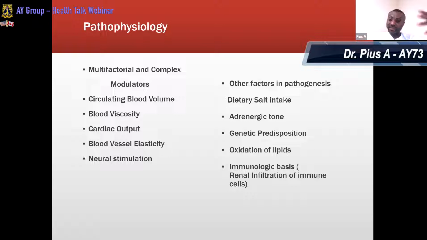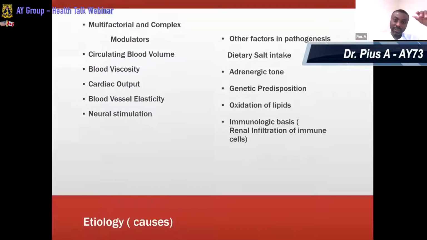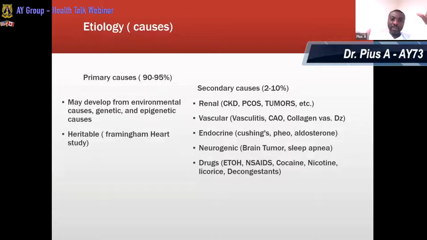And then we have other factors like adrenergic tone, genetic predisposition, dietary salt intake, many things that cause that blood pressure thing to happen. Now, blood pressure is categorized as two: we have primary and secondary. 90 to 95% of the time, regular people that have blood pressure, it's more of a primary hypertension, or colloquially we call it essential hypertension.